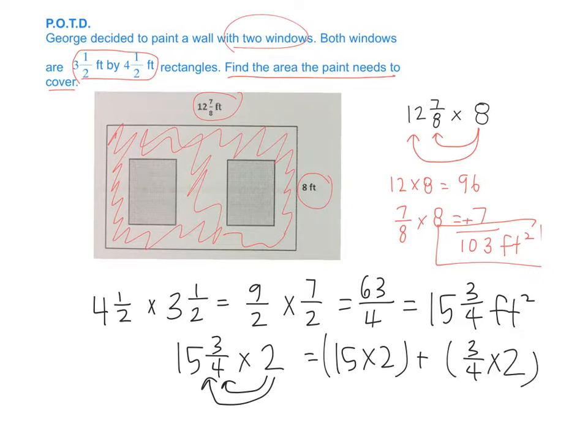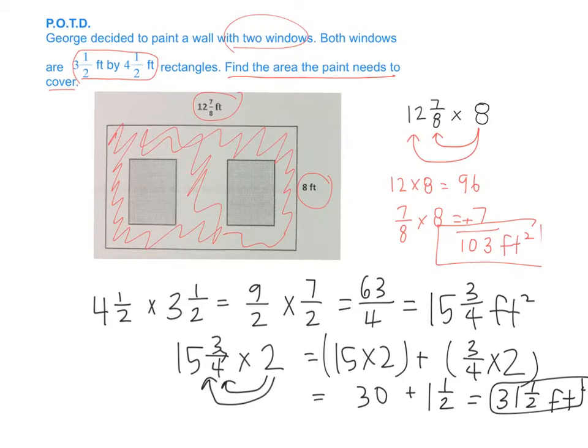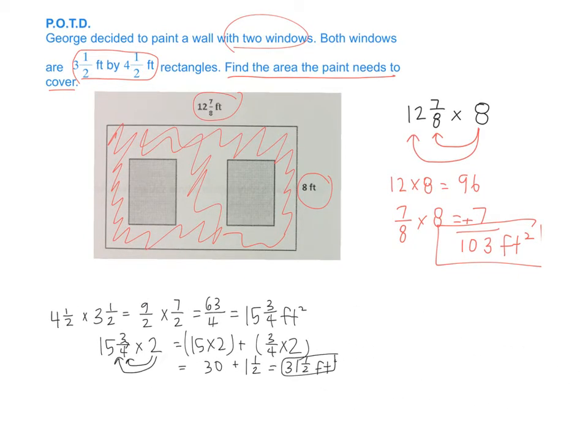What's 15 times 2? What's 3/4 times 2? 1.5. So what's 30 plus 1.5? Okay. So I know that the windows take up 31.5 square feet total. So what I can do is take the total area, which is 103 feet, and take away 31.5 feet. So I have 103 minus 31.5.